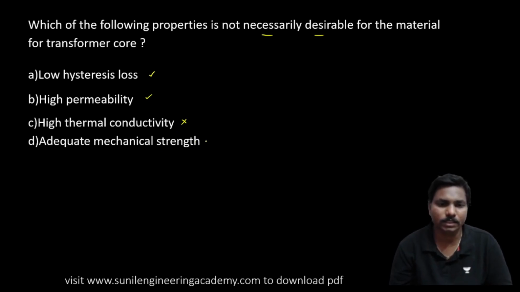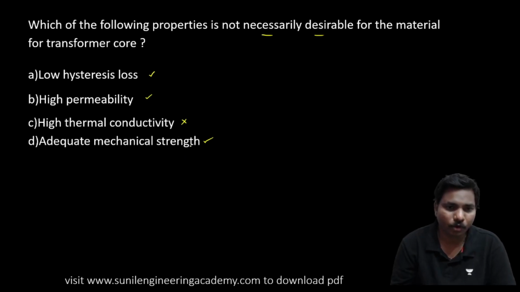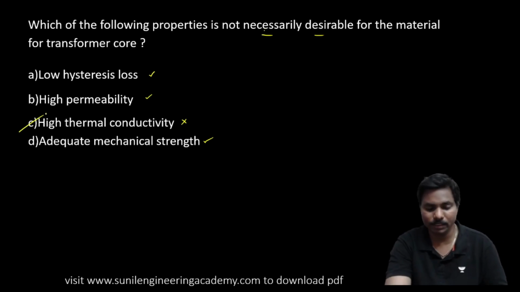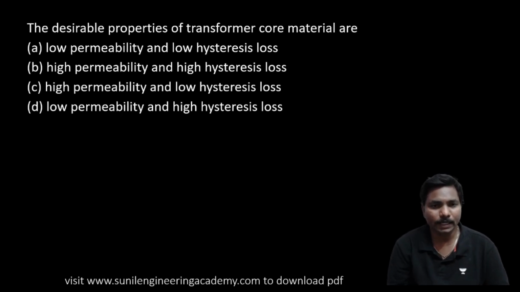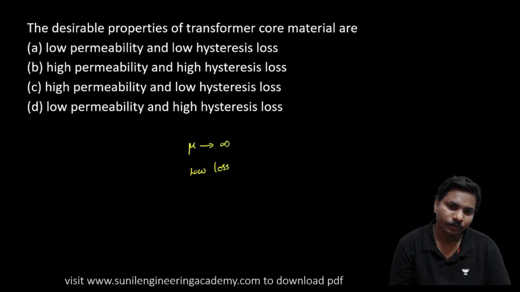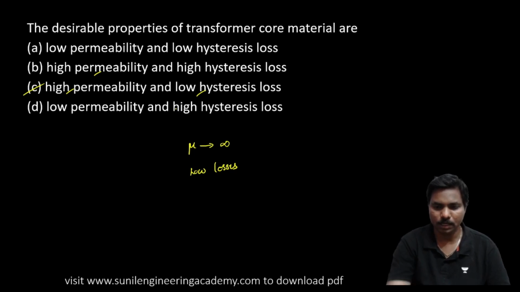High mechanical strength, yes, it is required. Otherwise, it is easily damaged and easily bent. So high thermal conductivity is not at all required. That is our answer. The desirable properties of the transformer core: just now we have discussed the permeability has to be infinite, and low losses. So high permeability and low losses. So the answer is option C. Coming to the next one.